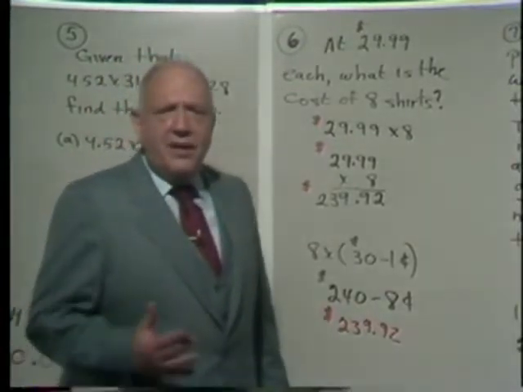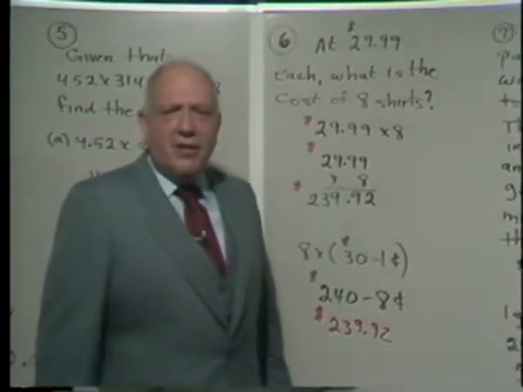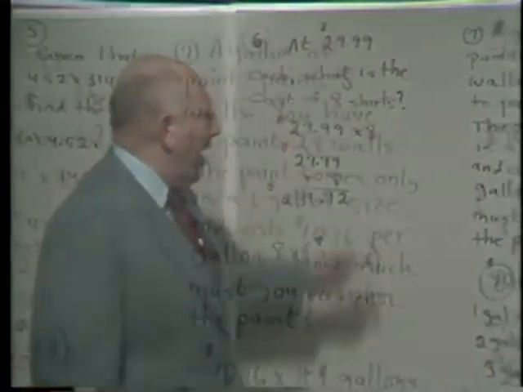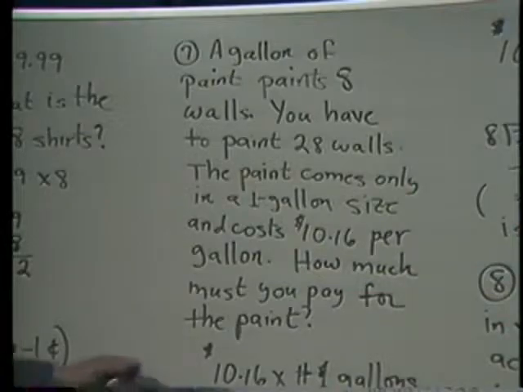Problem number 7, same kind of thing. The statement of the problem is longer than the solution. Let's look and see what's happening over here. You're told that a gallon of paint paints 8 walls. You have to paint 28 walls. The paint comes only in a 1-gallon size and costs $10.16 per gallon. And the question is, how much must you pay for the paint to do the paint job? Is that a realistic enough problem? I think so.